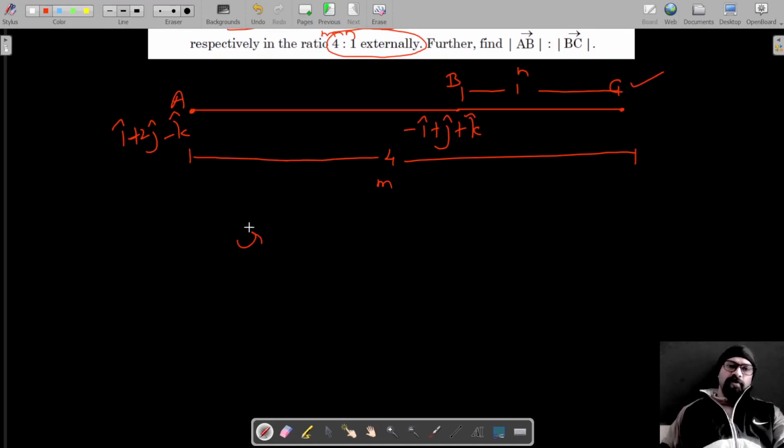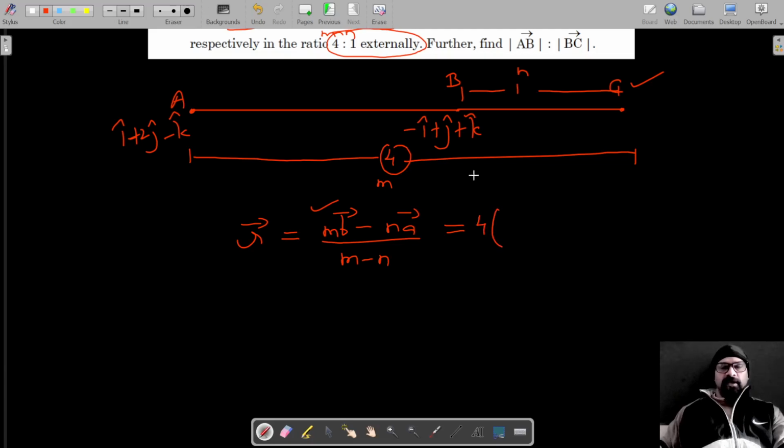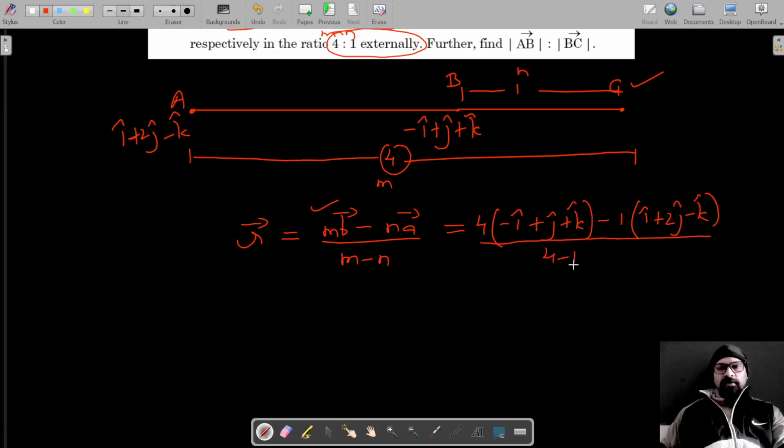Now the position vector of a point which divides a line segment in the ratio m is to n externally is given by (m times b vector minus n times a vector) upon (m minus n). So putting the respective values, m is 4, and the position vector of b is minus i cap plus j cap plus k cap, minus n is 1, and a vector is i cap plus 2j cap minus k cap, upon m minus n, which is 4 minus 1.